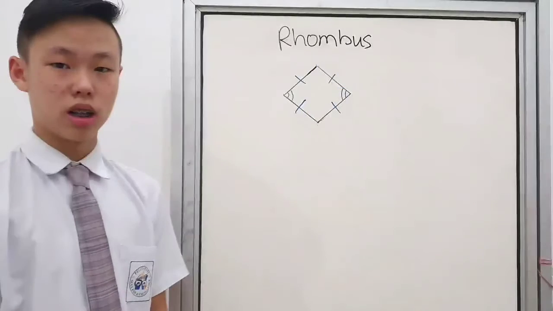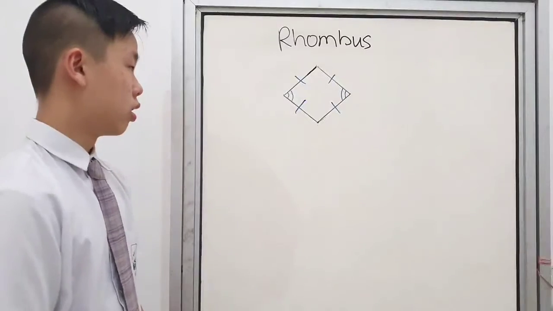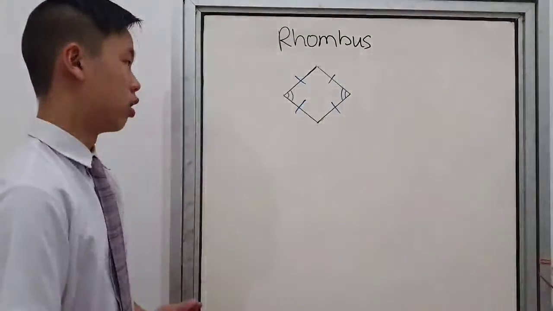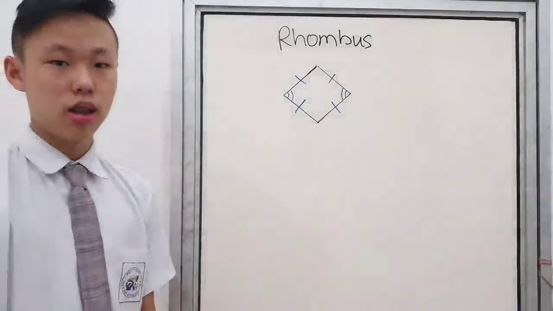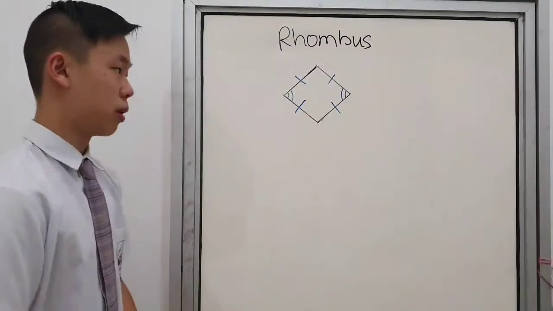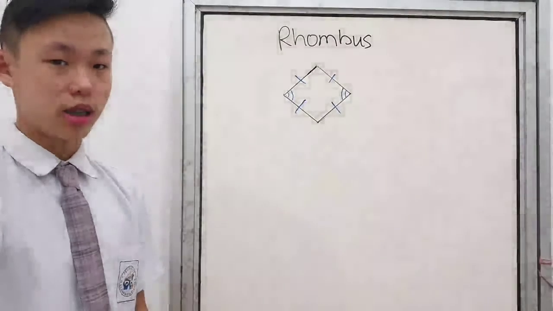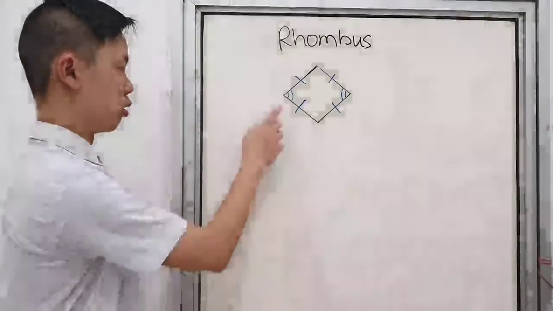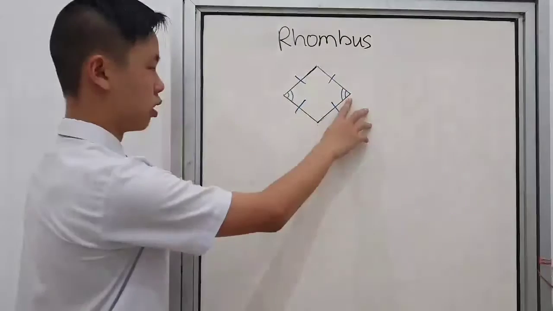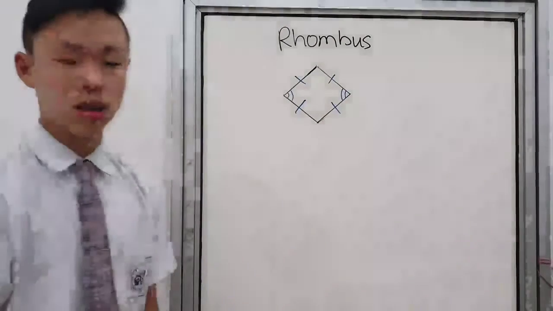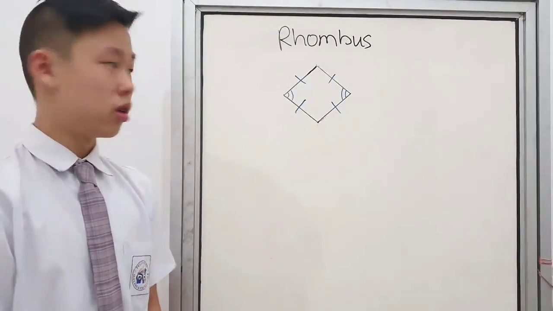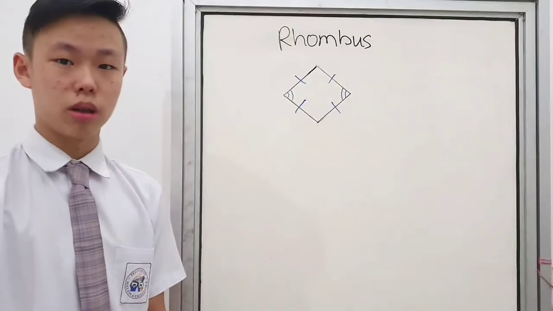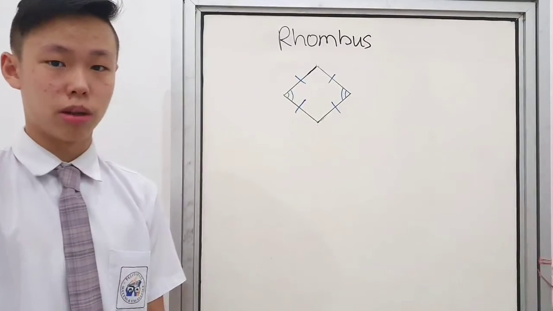So the fourth quadrilateral is the rhombus. In a rhombus, all sides have the same length, there are two pairs of parallel sides, and the opposite angles are equal. So the angles here are the same as the opposite ones here. Also a rhombus has two lines of symmetry and two rotational symmetry.